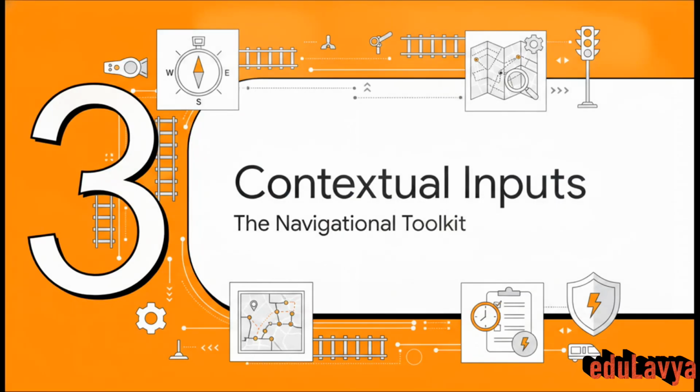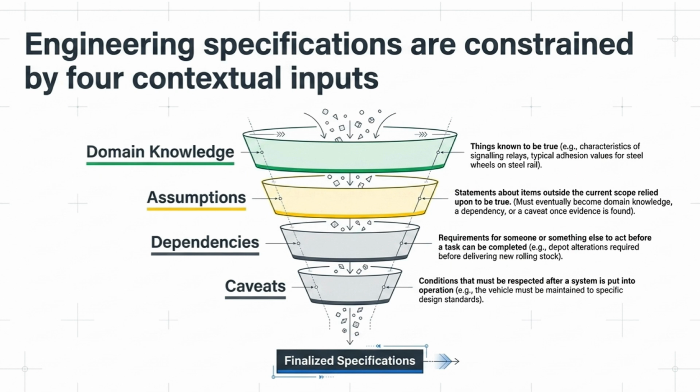Which brings us to part 3, the contextual inputs. These requirements don't just float in a vacuum, right? They sit within a very specific environment defined by 4 critical inputs that act as our toolkit. First is domain knowledge. These are the absolute, undisputed facts we rely on. Things we know to be true, like the exact electrical characteristics of our signaling relays, or the friction values of steel wheels on steel rails. We never guess here. We build on rock-solid scientific truths.